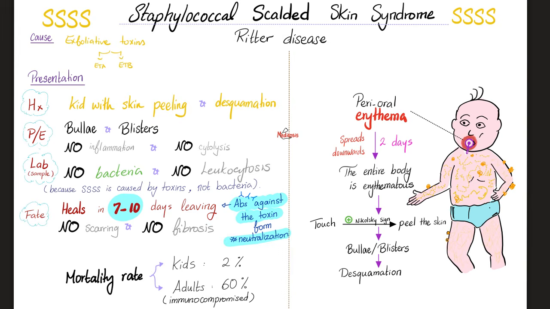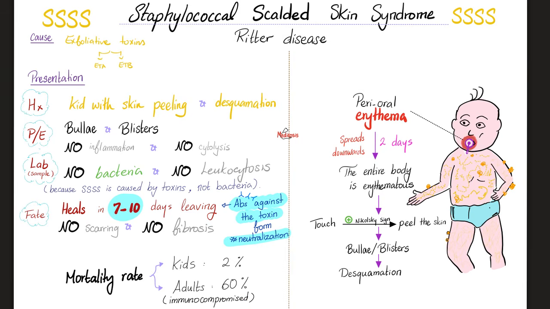What's the prognosis? It's probably going to heal in 7 to 10 days, leaving no scarring, no fibrosis. Oh, that's clean. Mortality rate in kids is 2%, but in adults it is 60% because most of the patients in this situation will be immunocompromised.